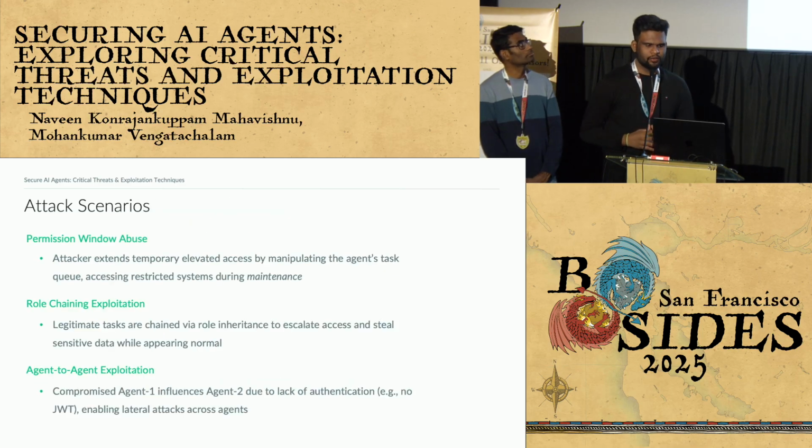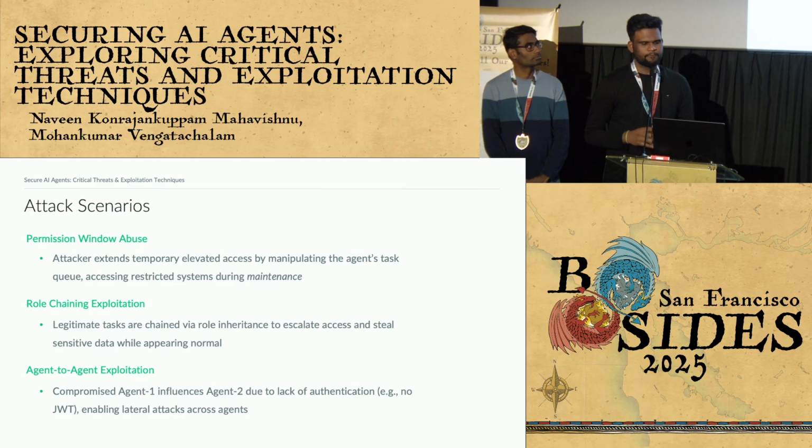Now let's take a look at some of the attack scenarios. So we have permission window abuse. Basically, attackers try to hijack the agent's task queue to extend the temporary permissions so that they can access restricted systems under the cover of maintenance.